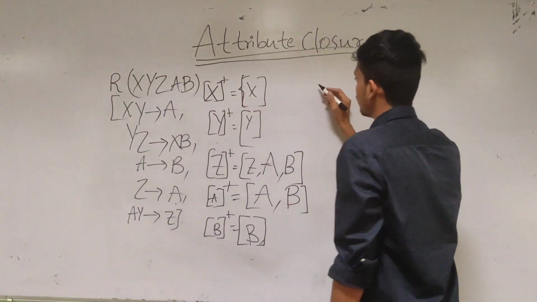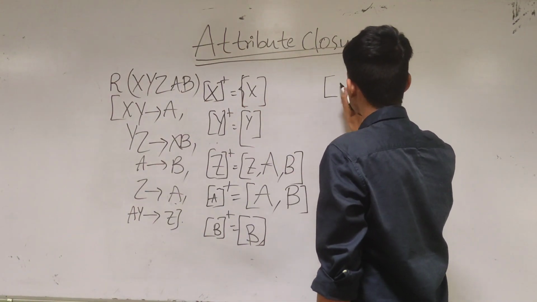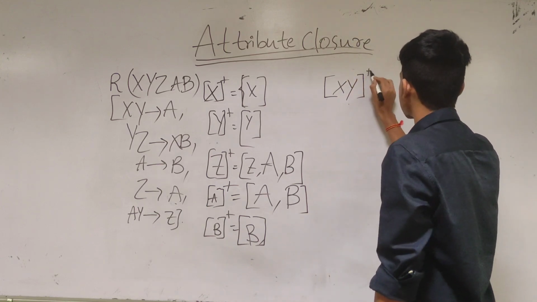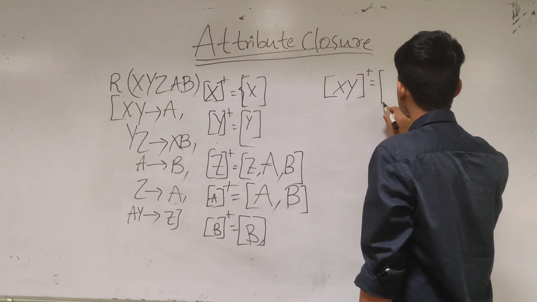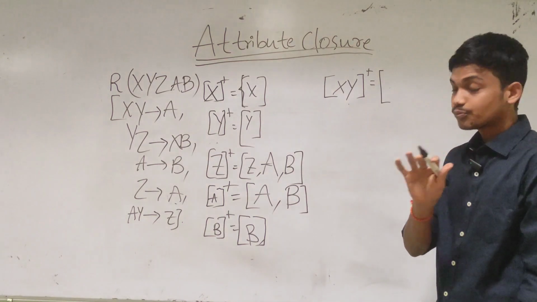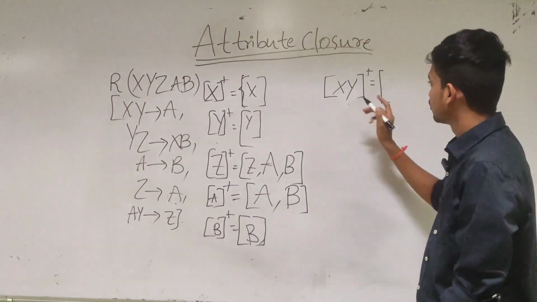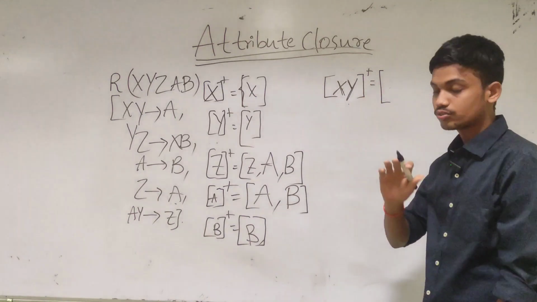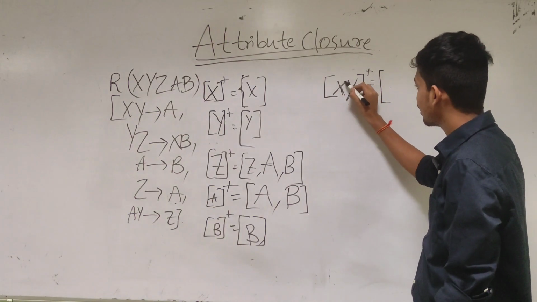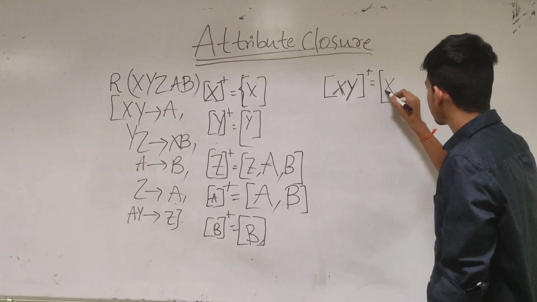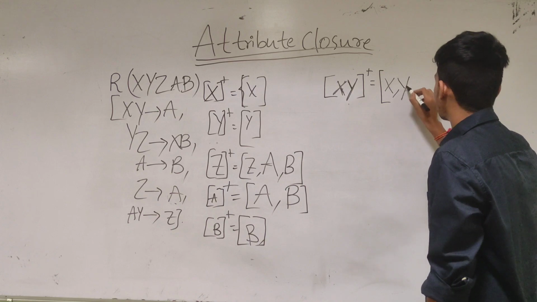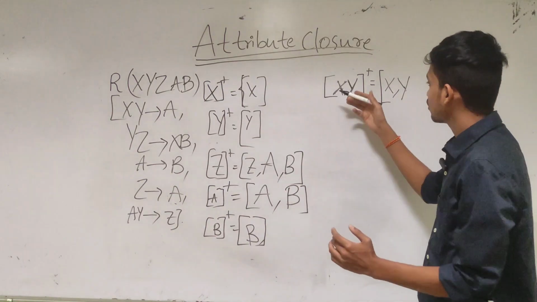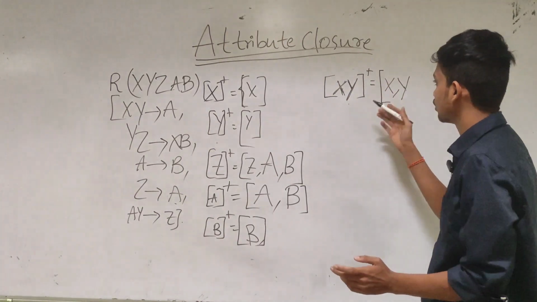Now you need to think logically. What should be the XY closure? In XY closure, observe very carefully. This is the XY attribute. It is not X, it's not Y. So while doing the XY attribute closure, you should include X as well as Y, and the attributes which can be derived from X also should be included, Y also should be included.